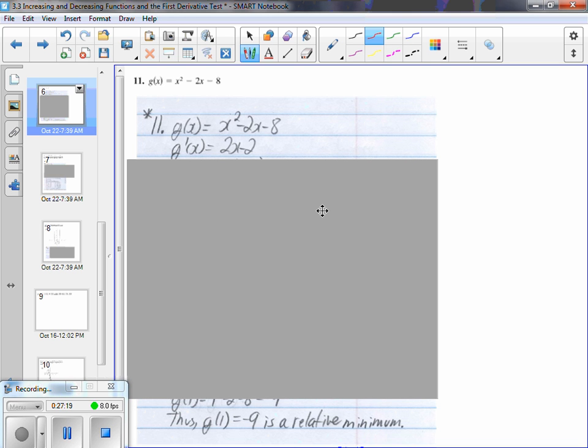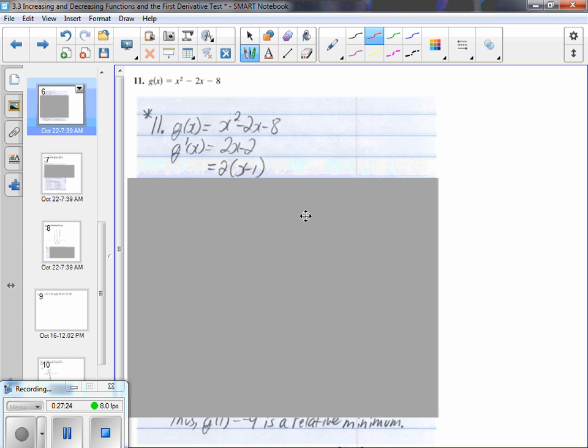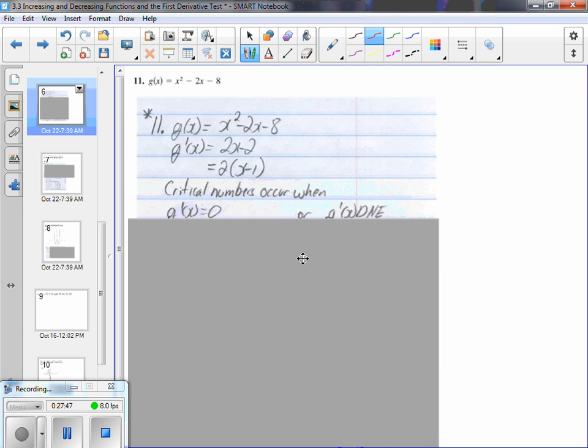I can factor that, so I'm going to. If the question was just find the derivative, I wouldn't bother factoring this. But I've done just enough of these to realize what's coming is I'm going to get ready to say that critical numbers occur when the derivative equals 0 or the derivative does not exist. And if I had it factored, it's really easy to find where the derivative equals 0 or does not exist. Okay? So that's what we do. We write the magic sentence. Critical numbers occur when g prime of x equals 0 or g prime of x does not exist.